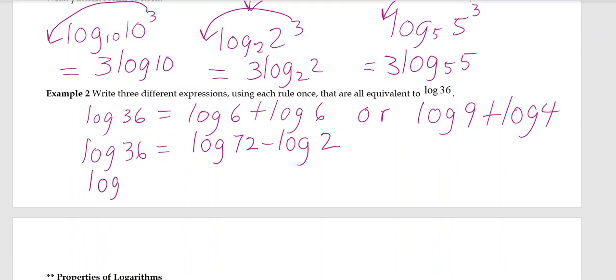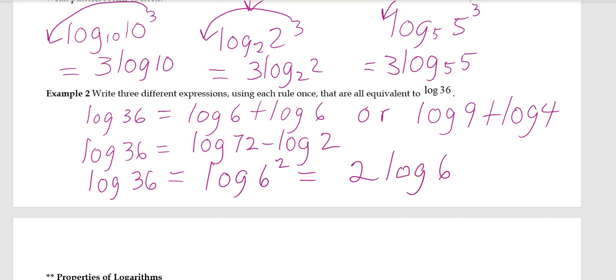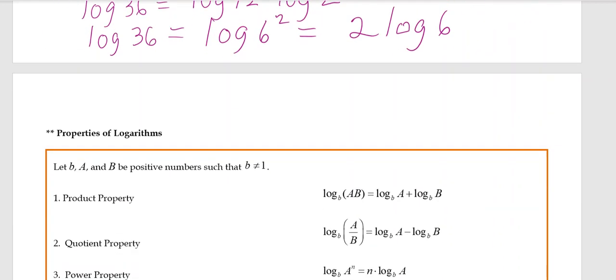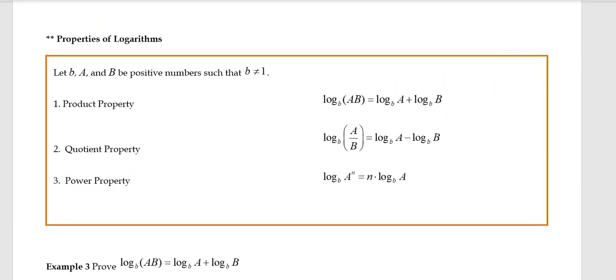And how about this? The log of 36 equals the log of 6 squared. So that would be 2 times the log of 6. And if you don't believe it, guys, punch those numbers into your calculator and you'll see that those rules do indeed hold true. And here they are in a little box, the properties of logarithms.